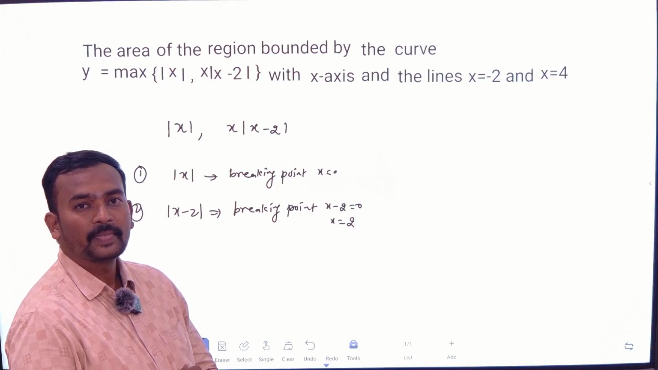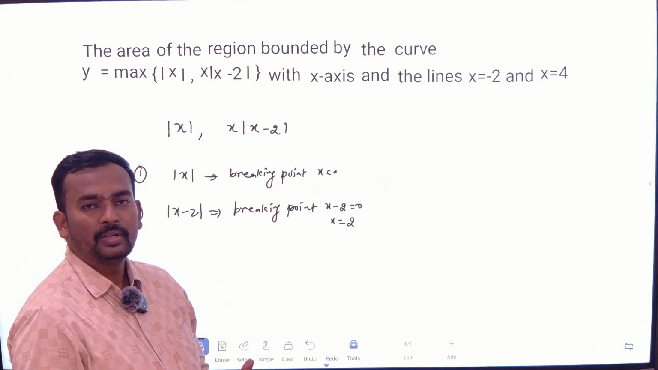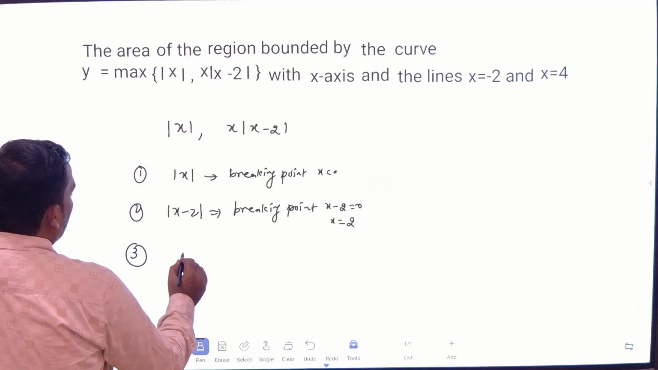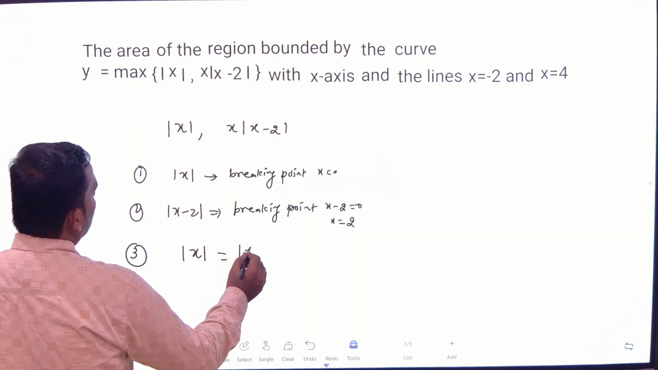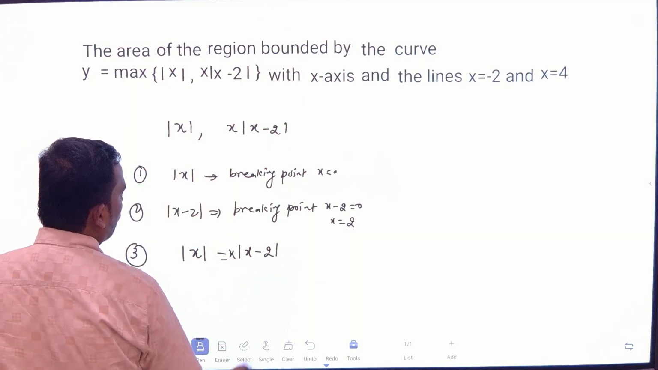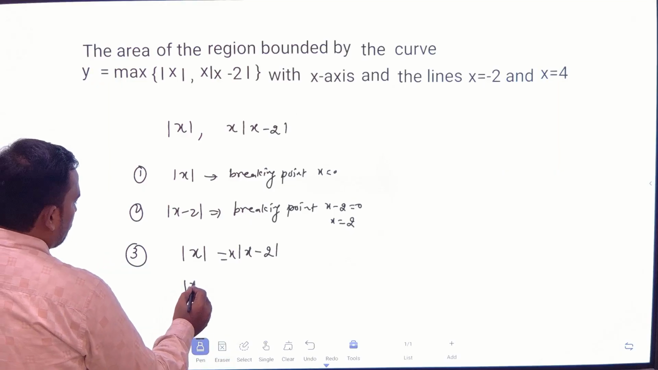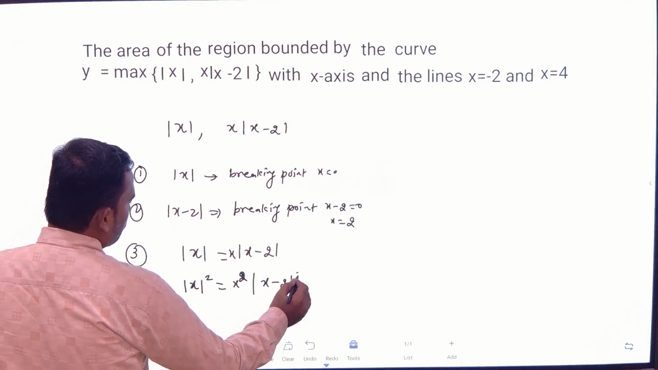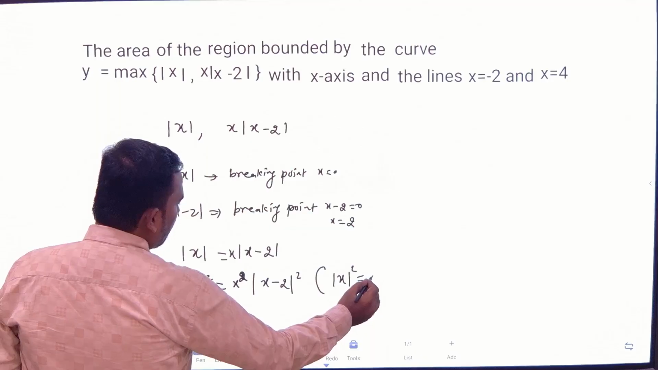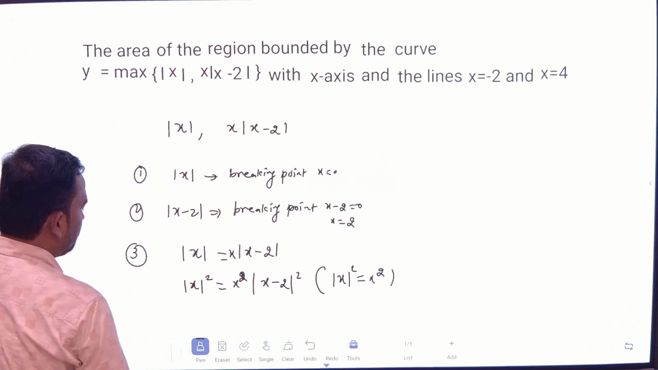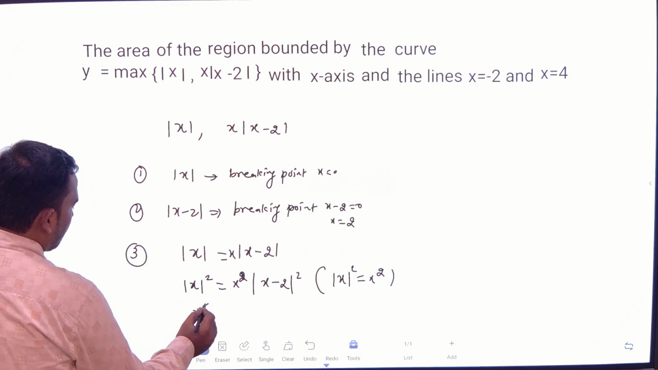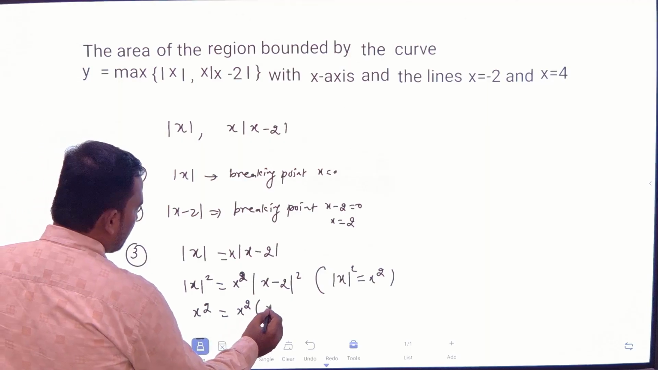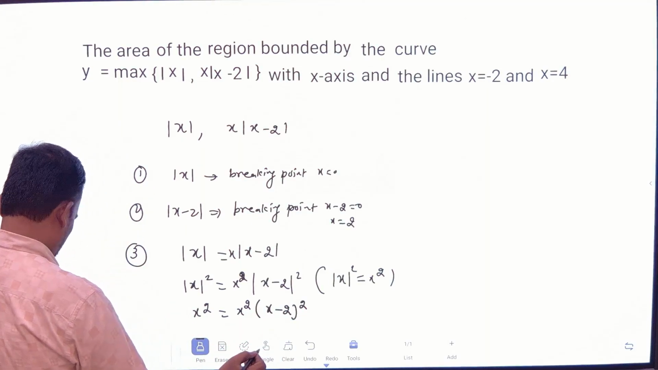How to check it? First you find out where these two curves are intersecting, right? Next you have to equate mod x and x into mod x minus 2. Squaring on both sides, what will we get? Mod x square is equal to x square into mod x minus 2 whole square. You know that mod x square is equal to x square, right? You can use this here. So x square into mod x minus 2 whole square is the same as x minus 2 whole square. Clear?